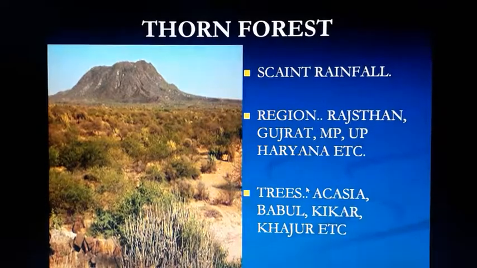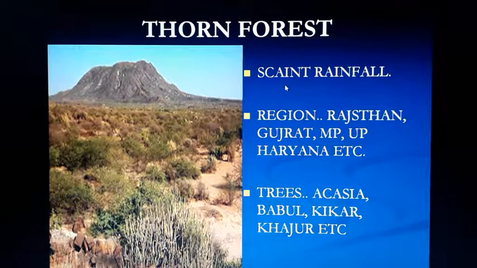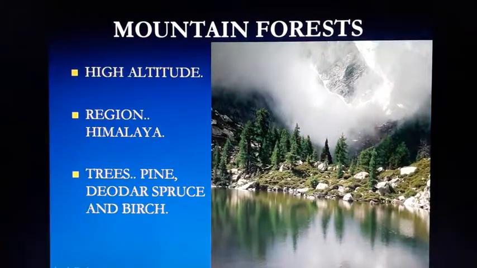We are coming to the thorn forest. Again, same as what we studied in the last section. Okay, scant rainfall is there, very small rainfall, under 50 centimeter or nearby 50 centimeter, the average rainfall. Okay, regions are Rajasthan, Gujarat, MP, okay, UP, Haryana and etc. Trees: acacia, babul, kikar, khajur, these are some of the trees found here.